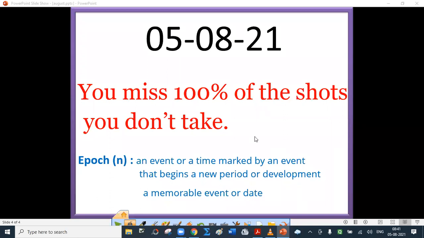Today's word is epoch, an event or a time marked by an event that begins a new period or development, a memorable event or date.